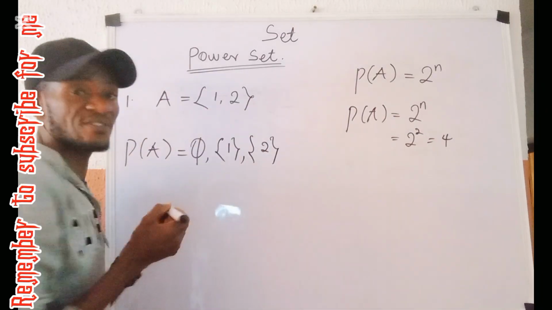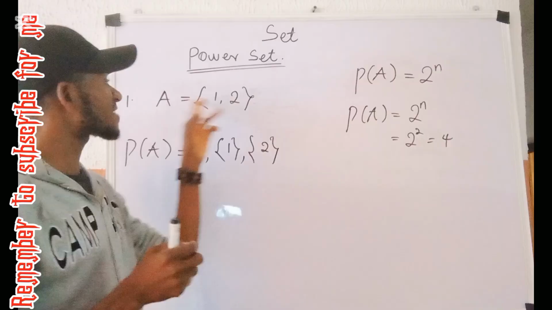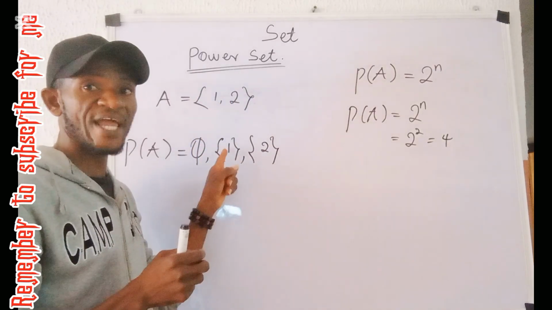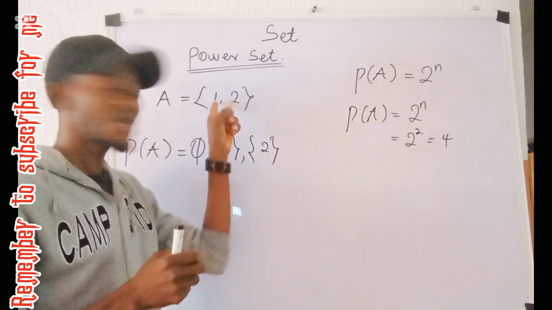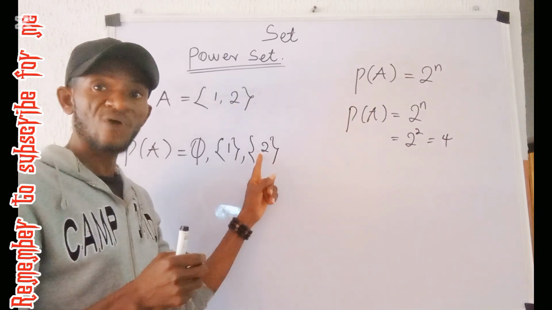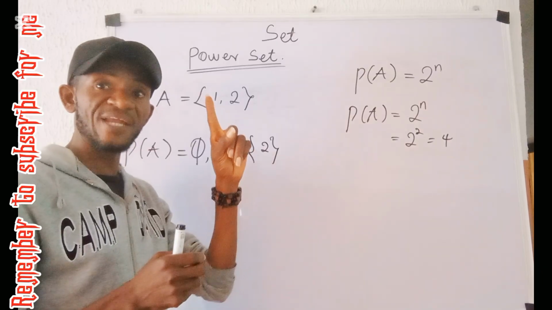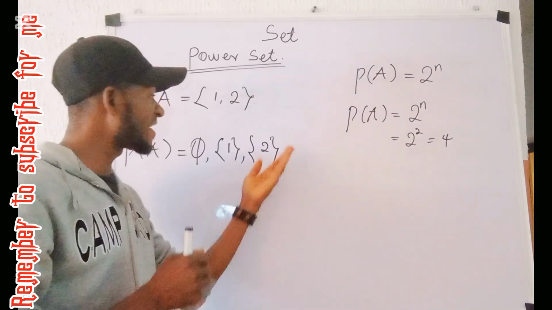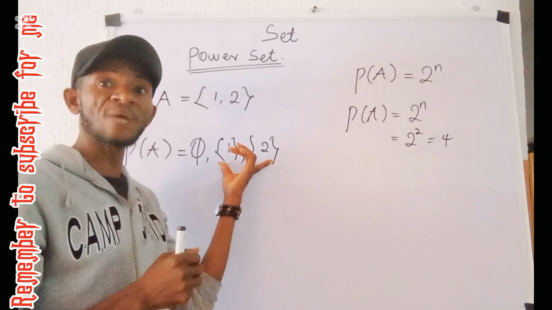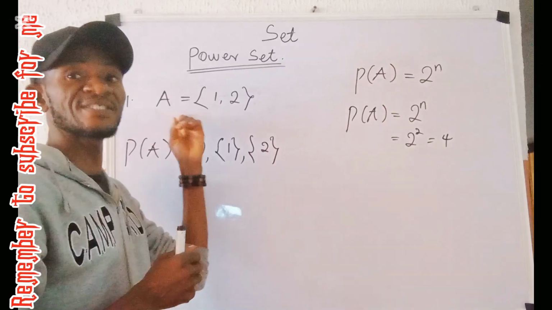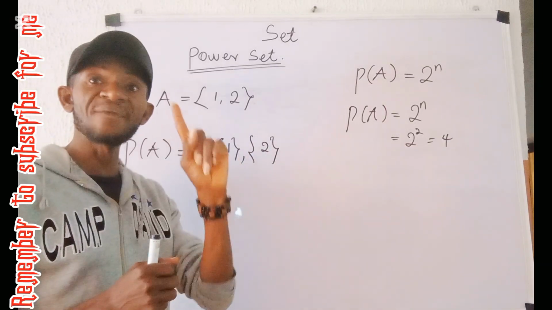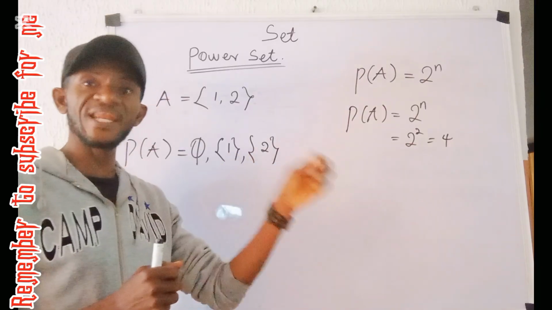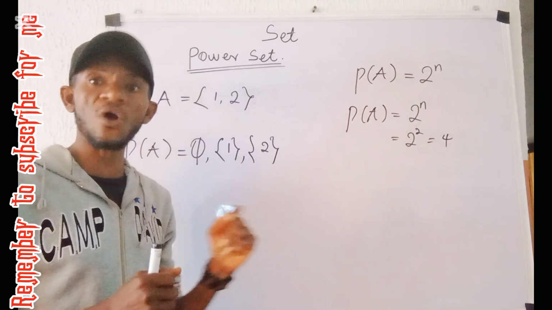This is also a set: 2. Coming from this set A, I now have a set that has 1 element, and that 1 element is contained in this set A. I also have another set that contains 1 element. That element is 2, which is as well contained in A. So these are possible subsets that can be formed from this set A having only 1 element inside them.